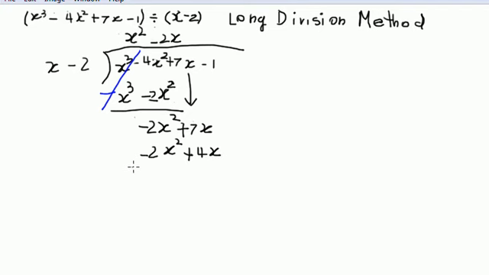And just like before, we want to subtract these two terms. So I have -2x squared minus -2x squared cancels out, and that's the idea. We want each of these to cancel out one at a time. 7x minus 4x is just 3x.